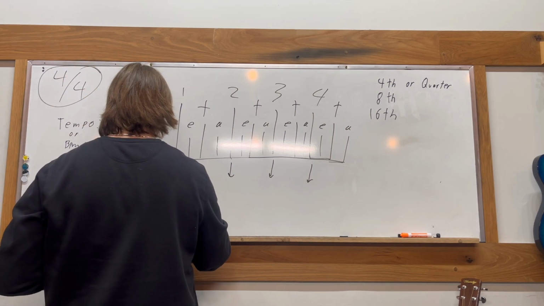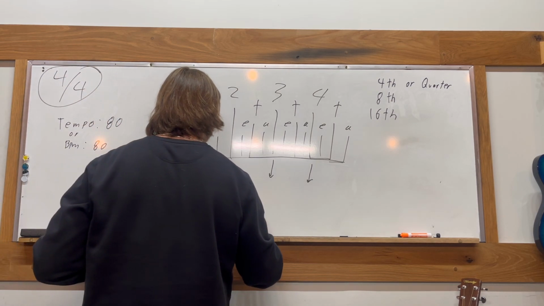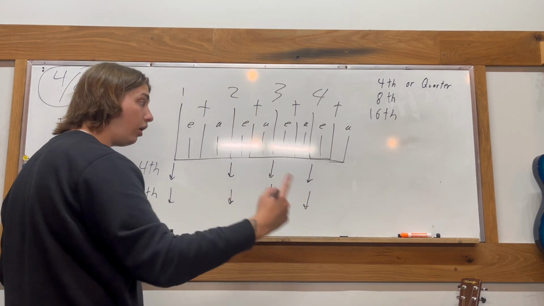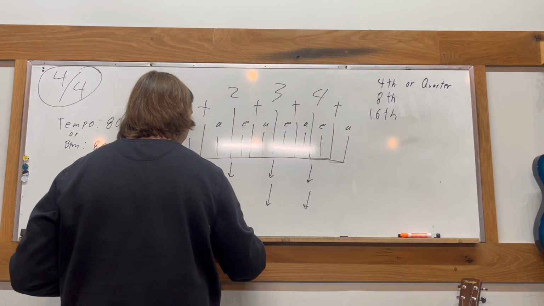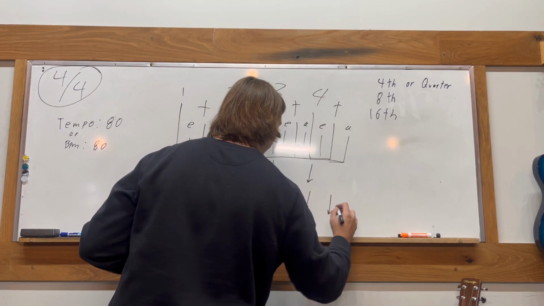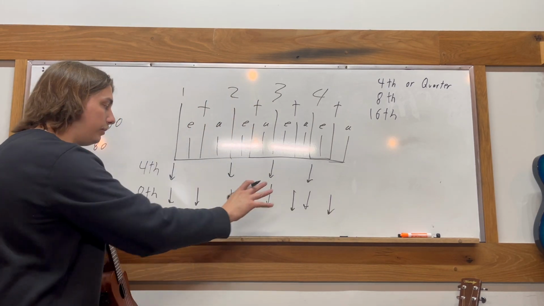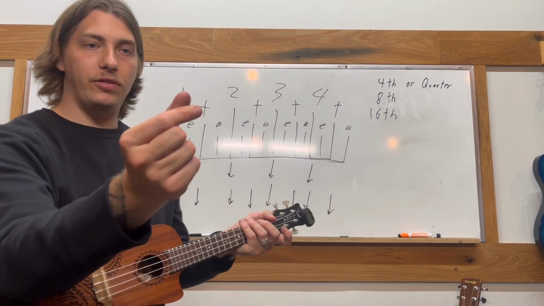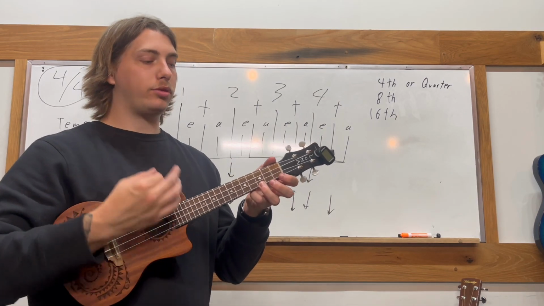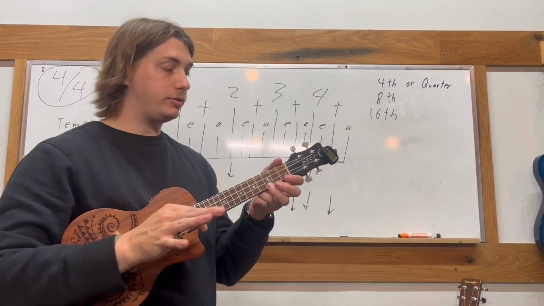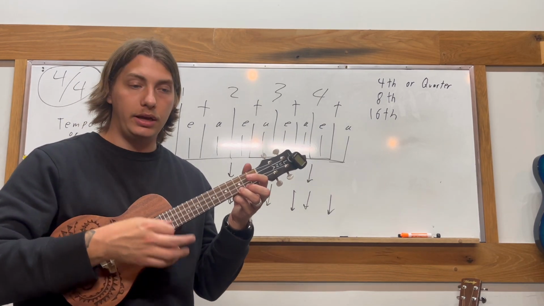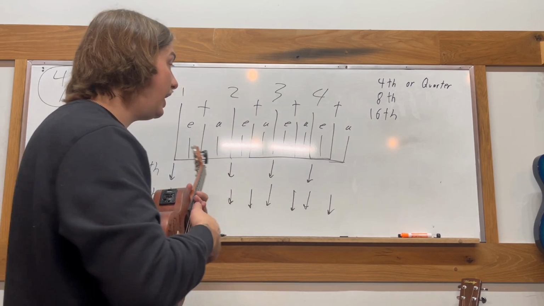Eighth is the same thing, except we're adding on, okay? So we're adding more in between, okay? So when we strum like this, it goes like this. We have this shape, okay? We go 1, 2, 3, 4. Those are fourth notes. But strumming eighth notes, 1 and 2 and 3 and 4 and, okay?